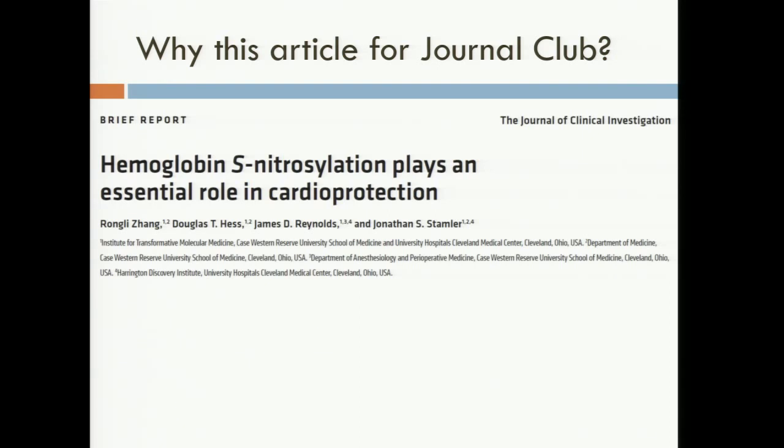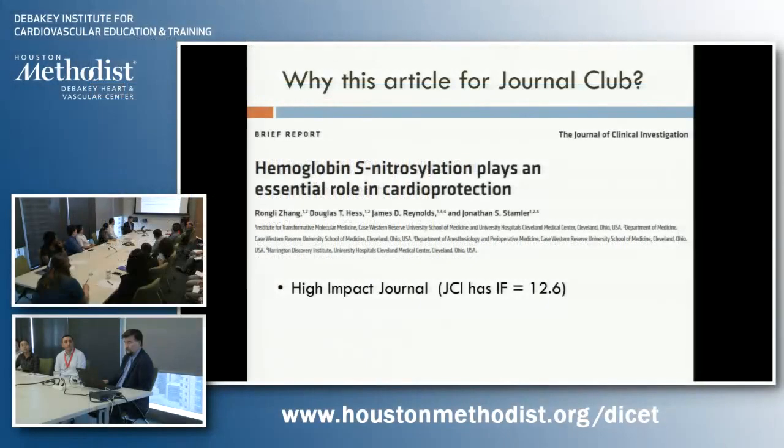So why this article for a journal club? Well, as you know, we have 3 criteria for our journal club. One, it should be from a high-impact journal. So this one's from Journal of Clinical Investigation, which has an impact factor of 12.6. That's pretty good. It should be a recent paper. This one is recent, from December 2016. And it should be relevant to our work. So how is this paper relevant to our work?